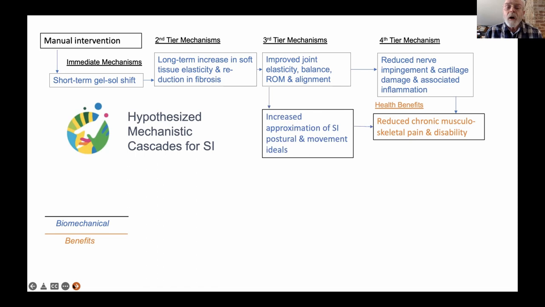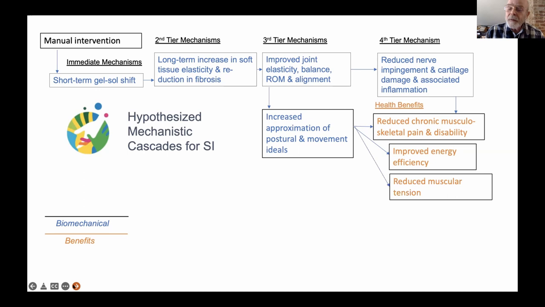Okay, now here's another third tier cascade. And this is one that's important to all of us. This is Dr. Rolf's basic message, in a way, is that there are ideals of posture and movement, verticality, symmetry, grace and movement, and that if we move a human body towards those ideals, we get a reduction in musculoskeletal pain and disability, we get improved energy efficiency. She talked about this all the time. We get reduced muscular tension, because life is easy if you're vertical. It's easier if you're vertical than if you're stooped. It's easier if you're symmetrical than if one side's a lot shorter than the other. It's easier if your movements are fluid and graceful.